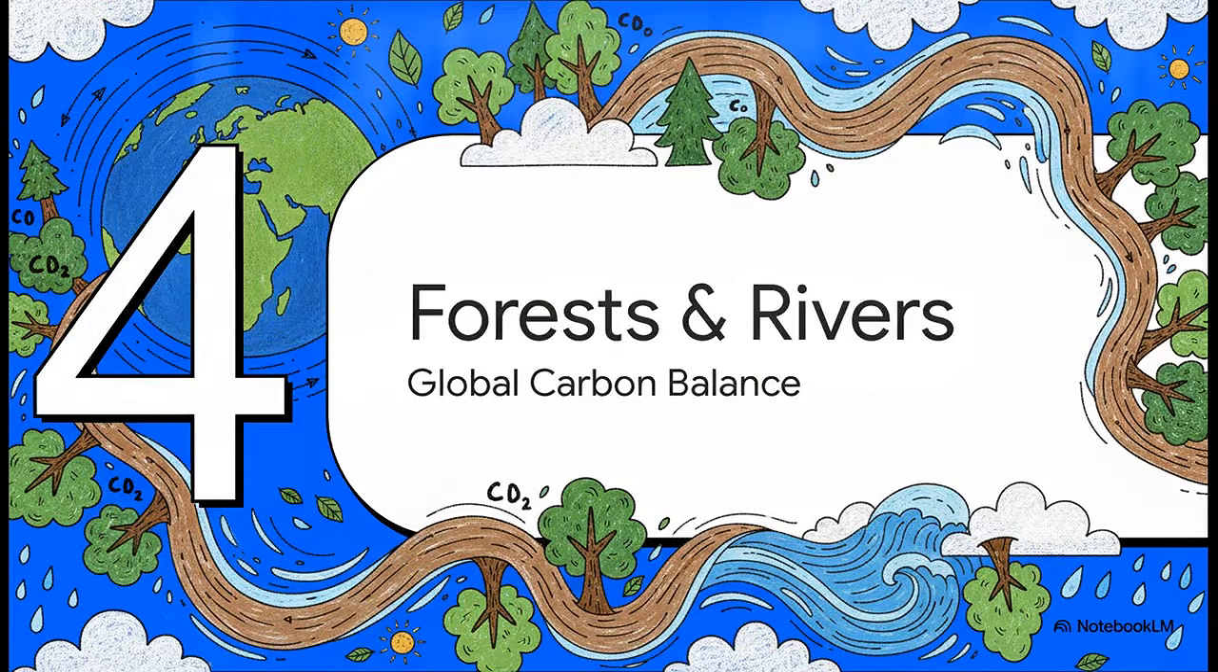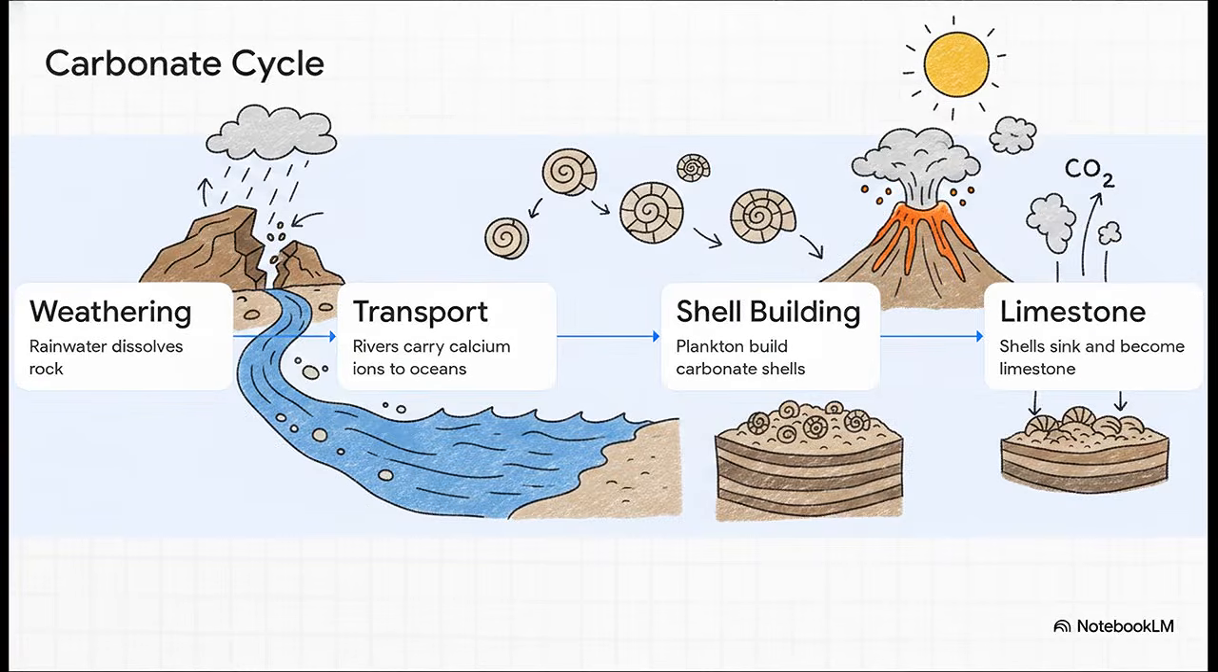Okay, let's pull back and look at the big picture. Section 4, Forests, Rivers, Global Balance. All of these systems build into Earth's ultimate long-term thermostat, which is known as the carbonate-silicate cycle. It essentially operates in 4 really fascinating steps.